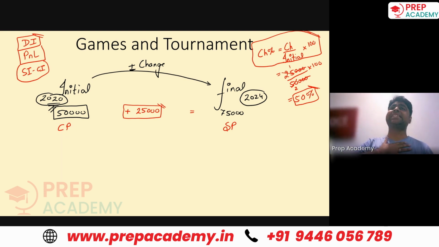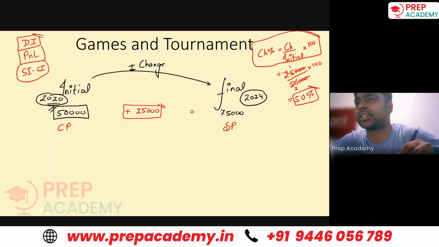So what is my selling price? How much am I giving it for? 75,000. What is the cost that I'm incurring in making these cookies? That is 50,000. So what is my profit in this transaction? Can you tell me?